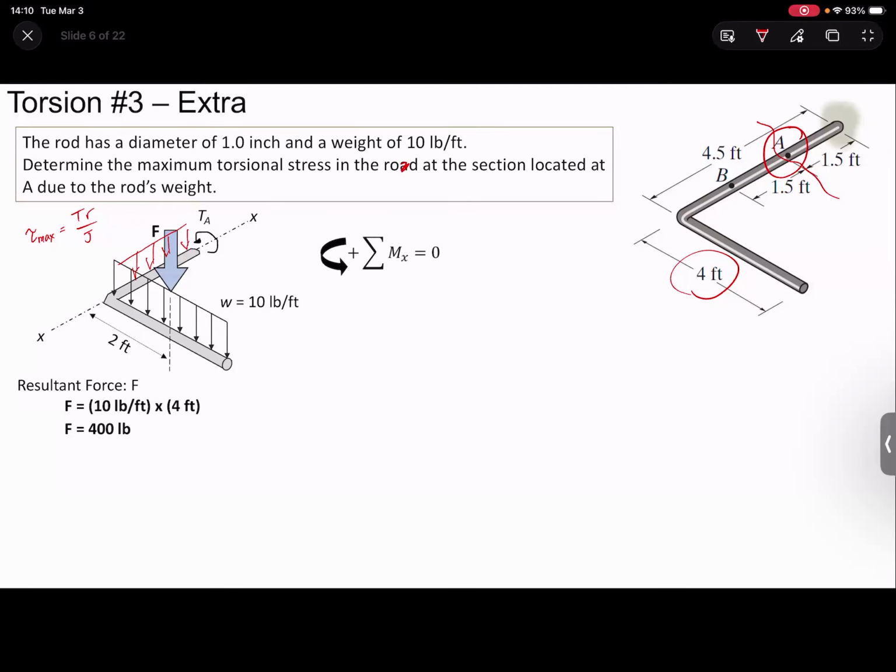So we'll do the summation of moments, or summation of torque, across this X axis that I show there. 40 pounds? Oh, it is 40. Yeah, 10 times 4 is 40. My bad. Put too many zeros there. I made this problem like 10 minutes before class, so there might be more errors. So keep awake.